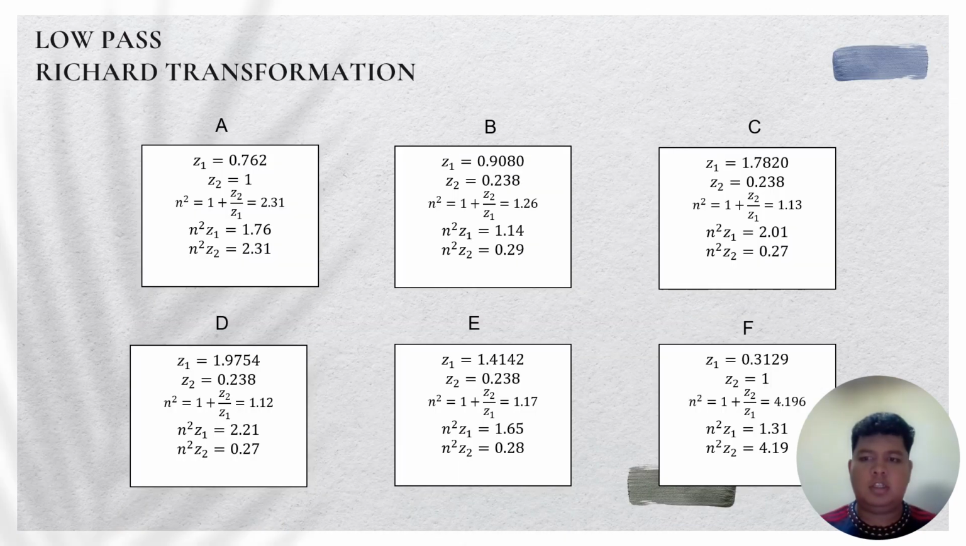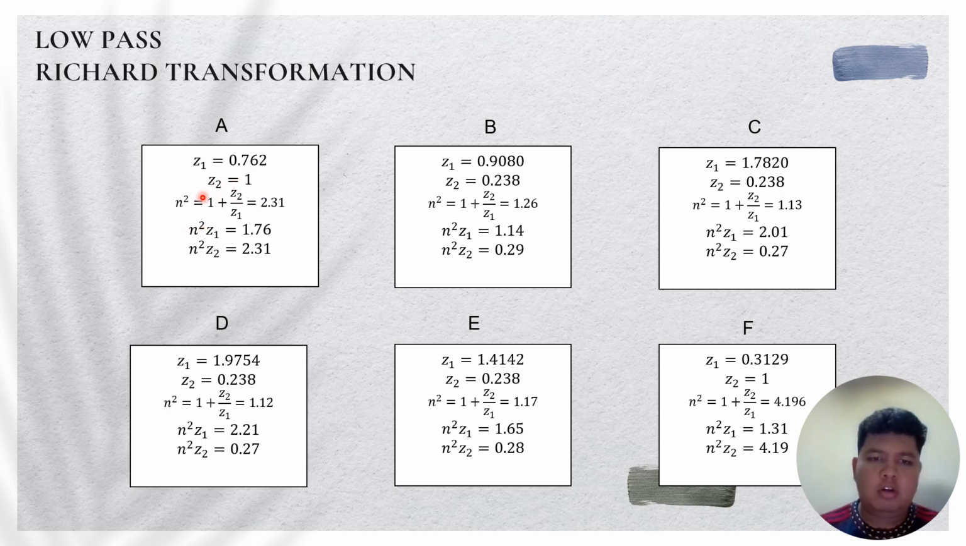Alright, so this is the Richards transformation. We have 6 parts, which are A, B, C, D, E, and also F. We find the value of Z1, Z2, and also n to the power of 2. Okay, so this is according to the G value. Then we calculate Z1 and Z2.